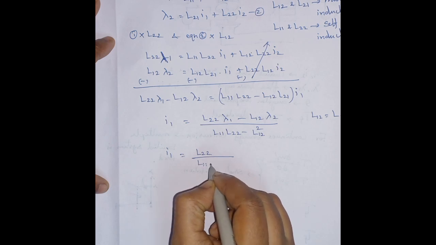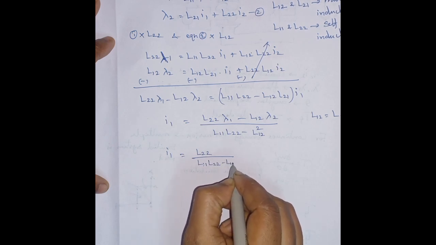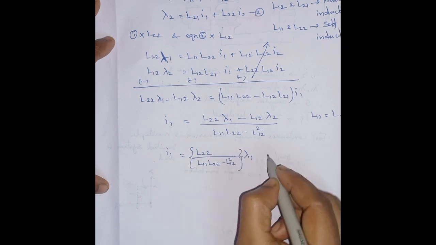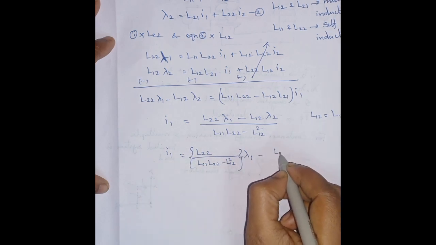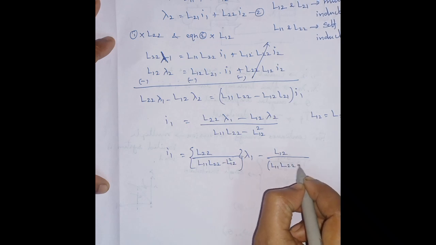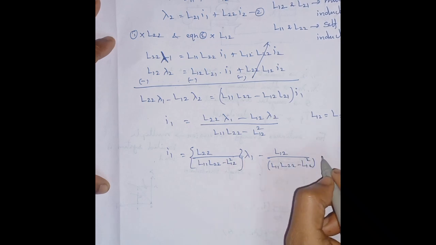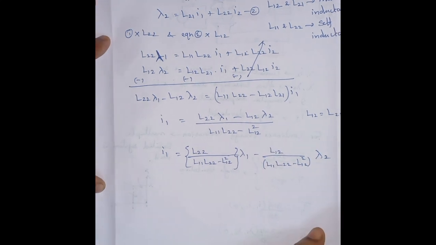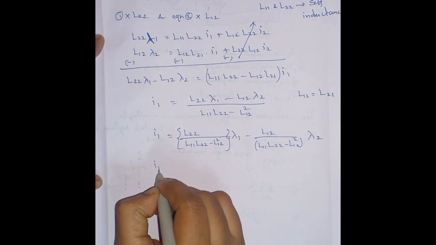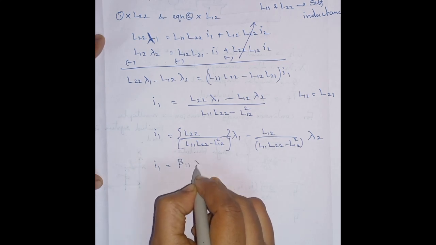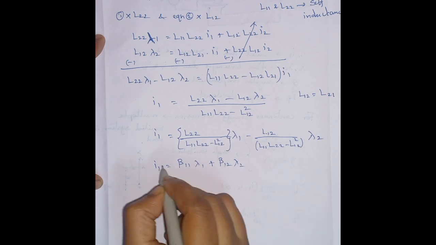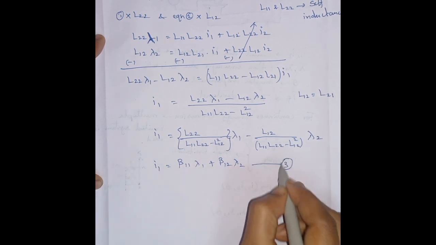Okay, so L11 L22 minus L12 square of lambda 1. This is the coefficient of lambda 1, minus L12 divided by L11 L22 minus L12 square, its coefficient of lambda 2. So we can write I1 is equal to beta 11 lambda 1 plus beta 12 lambda 2. Okay, let us take this as equation 4.